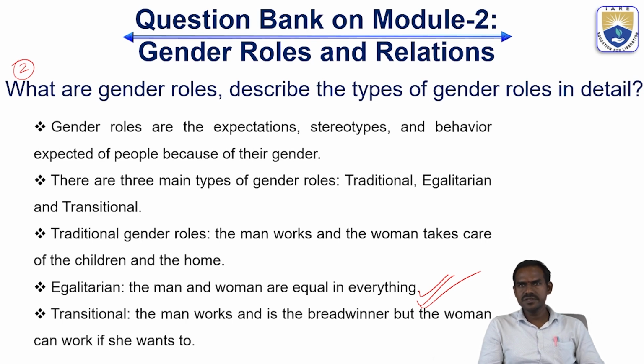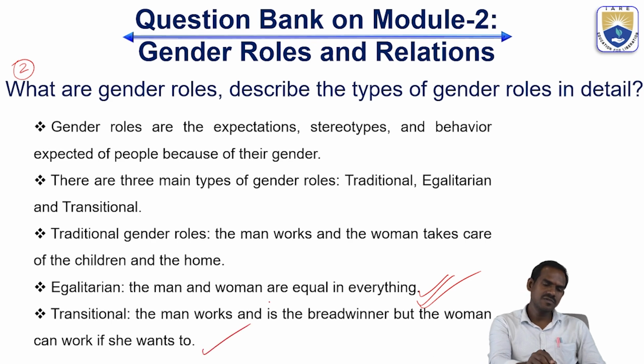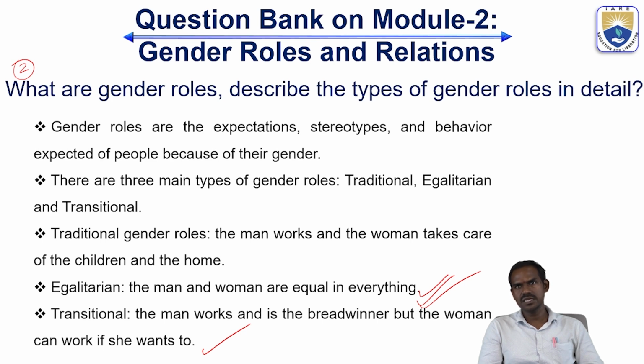So gender roles are three types: traditional gender roles, egalitarian gender roles, and transitional gender roles. In the traditional gender roles, the man works and the woman takes care of the children and the home. In the egalitarian gender roles, both man and woman are equal in everything. Whereas in the third one, the transitional gender roles, the man works and is the breadwinner, but the woman can work if she wants to, based on the family condition. So that is how you can describe the three types of gender roles in detail.